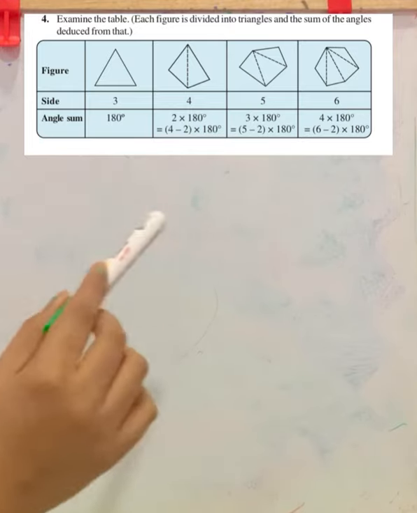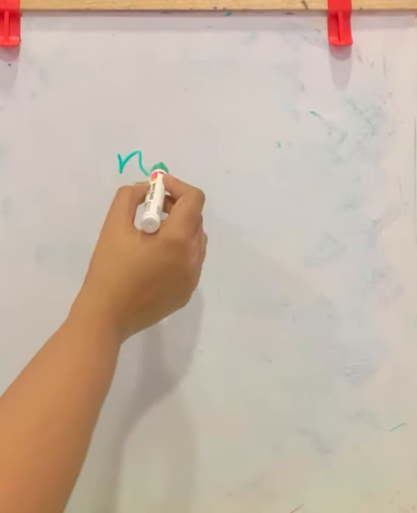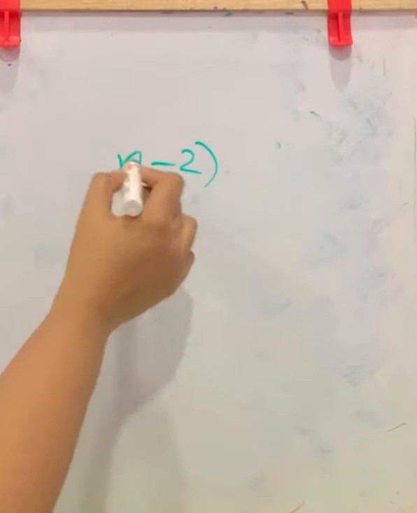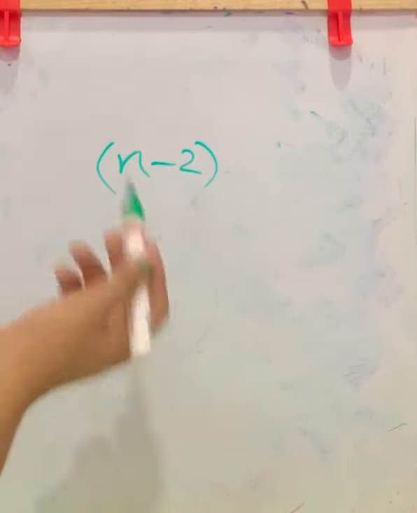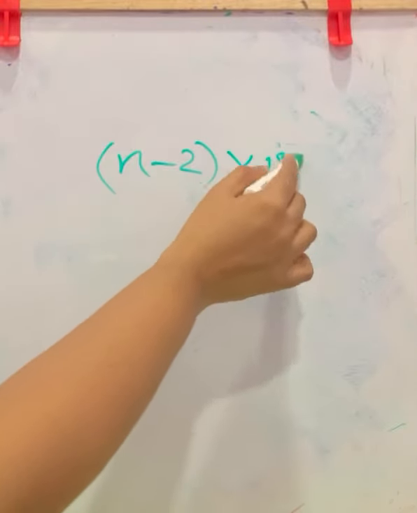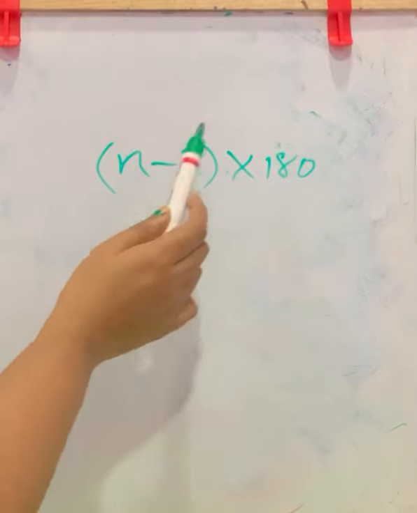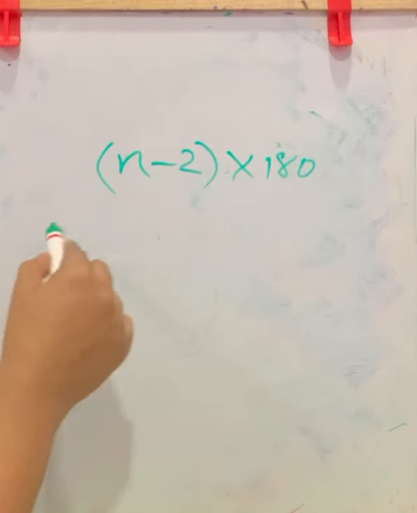So we can generalize that if the number of sides are n, we can say how many triangles will be there in that figure. That is n minus 2 triangles will be there. So the angle sum property will be n minus 2 into 180. Here doing n minus 2 we get the number of triangles, and into 180. That is the angle sum property of polygons.